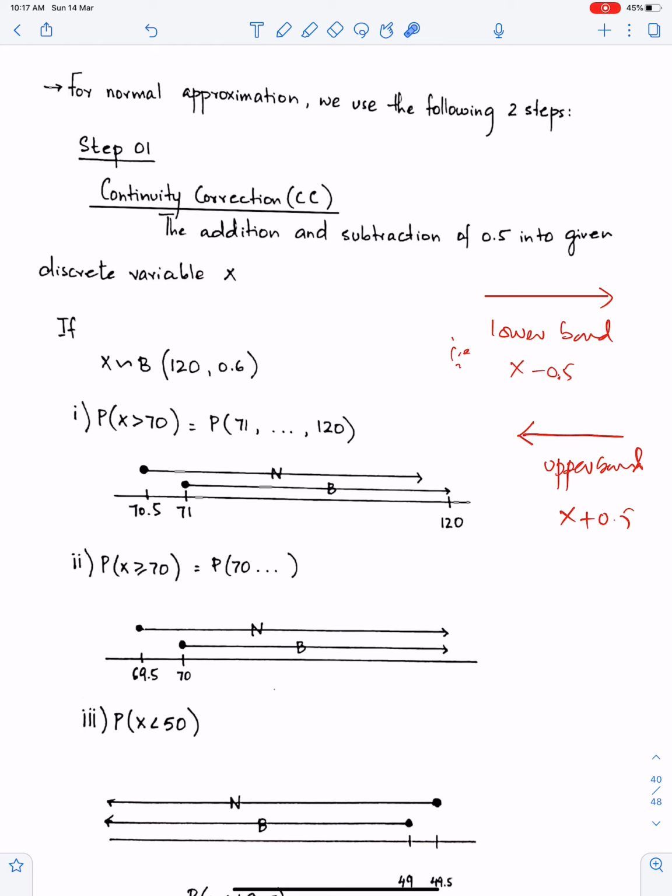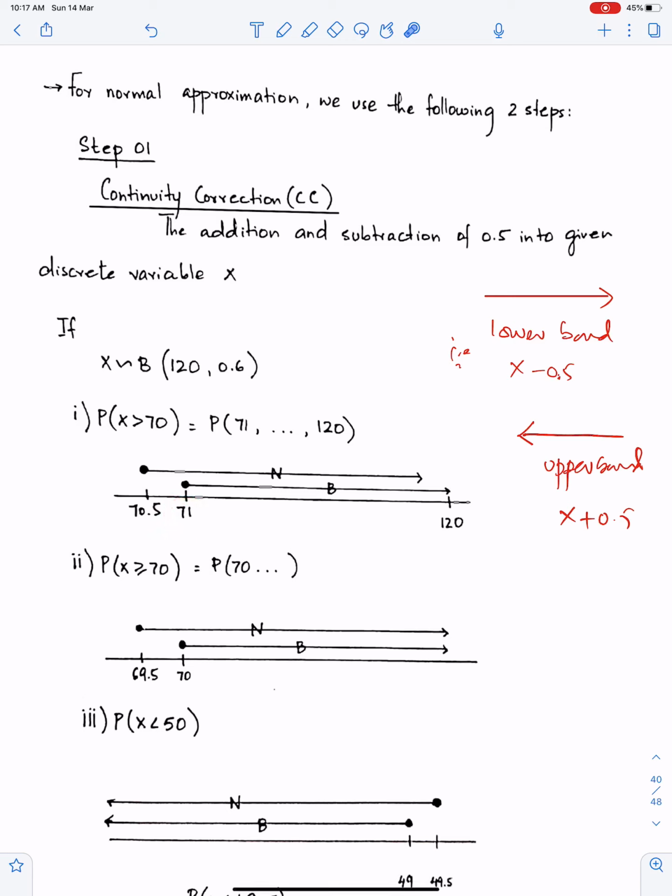This is one of the most important things of using the number line. Listen to me carefully. Write the first possible integer value according to the given inequality. In this case, the smallest possible integer is 71. If you solve this question through binomial, you will start from 71. So write 71 here. Always write the first inclusive integer on the number line.